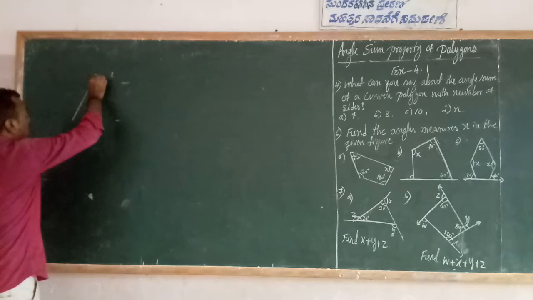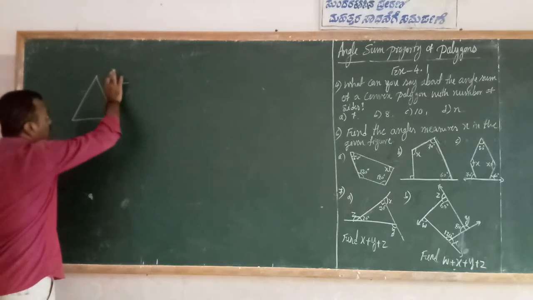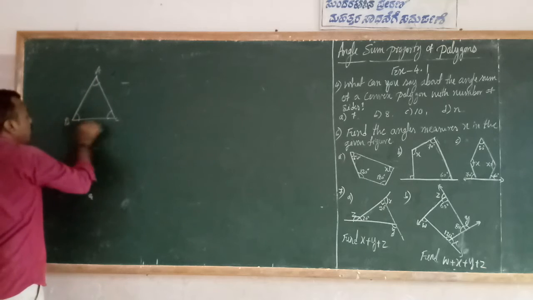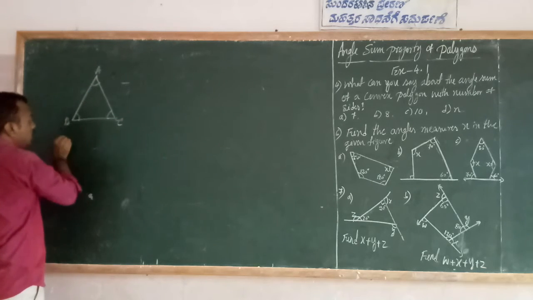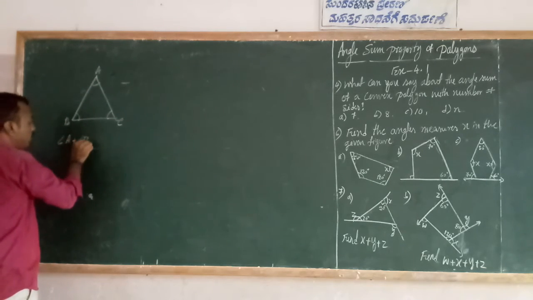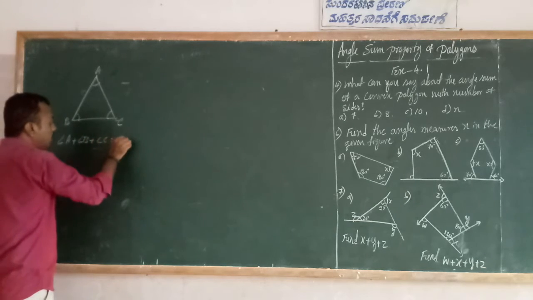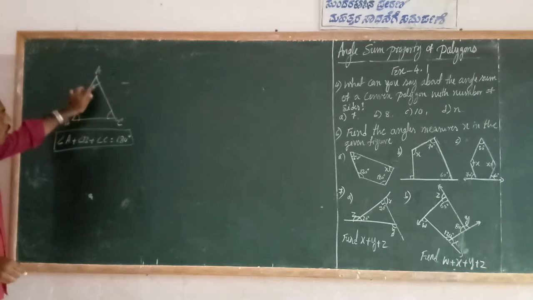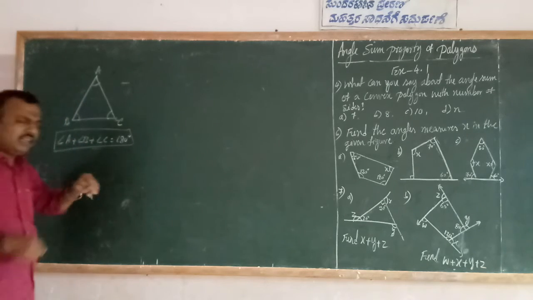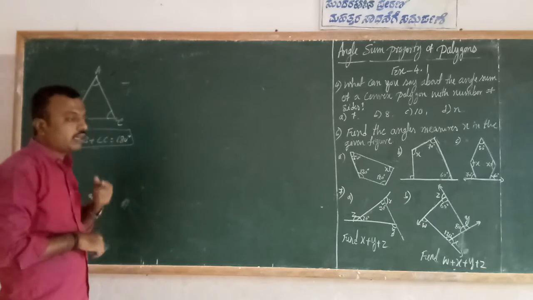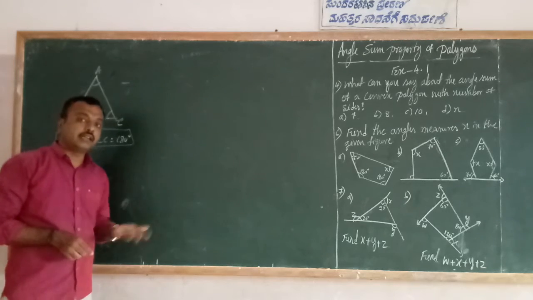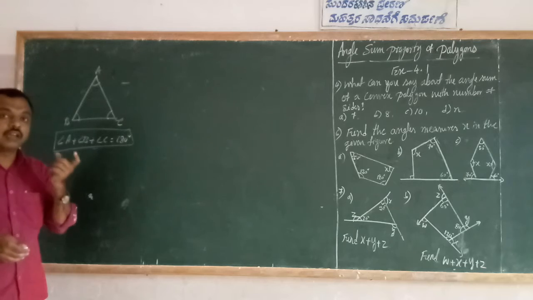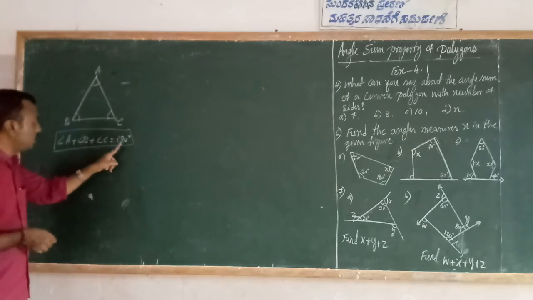See, I will draw one triangle. How many angles are there? Three angles. I will name them A, B and C. So angle A plus angle B plus angle C is equal to 180 degrees. This is the angle sum property of a triangle. In any triangle, if we sum the three angles we get 180 degrees. Any kind of triangle, smaller, bigger, acute, obtuse, right angle, isosceles, scalene, equilateral, the angle sum of a triangle is 180 degrees.